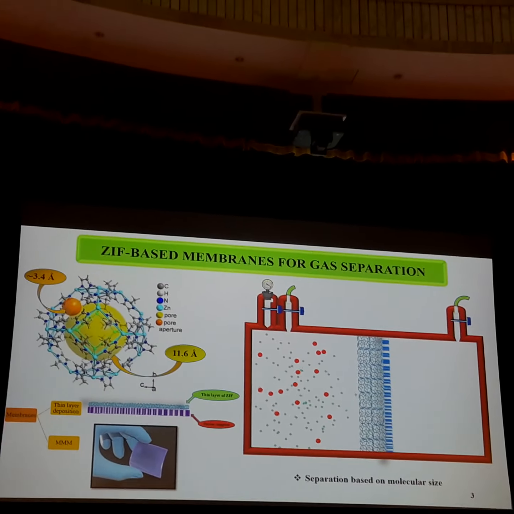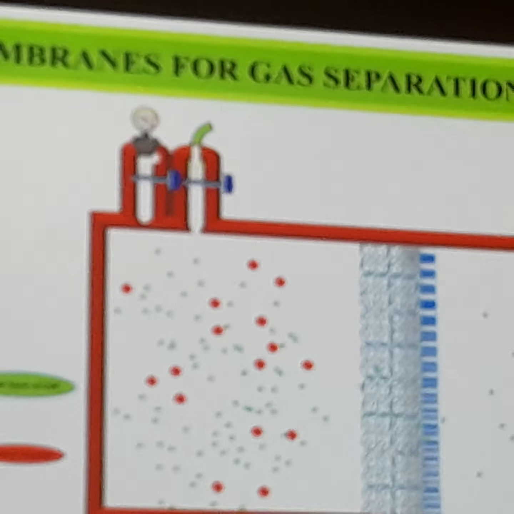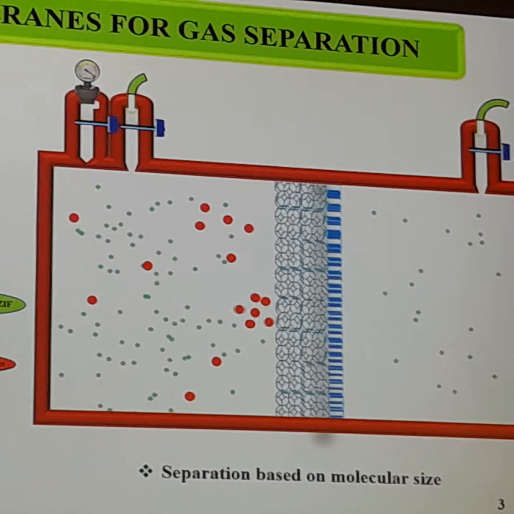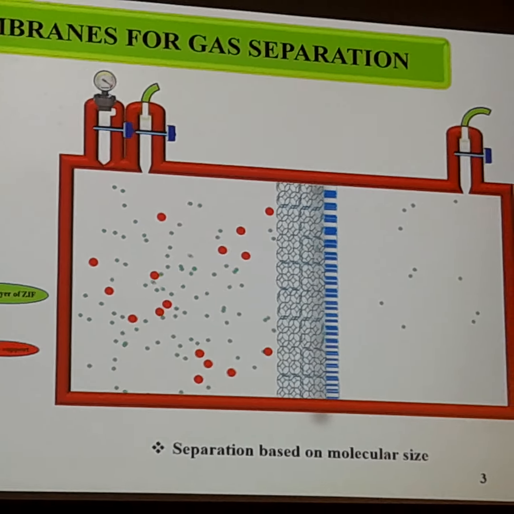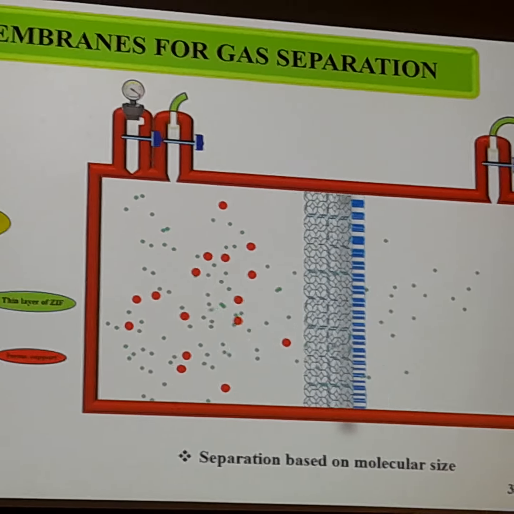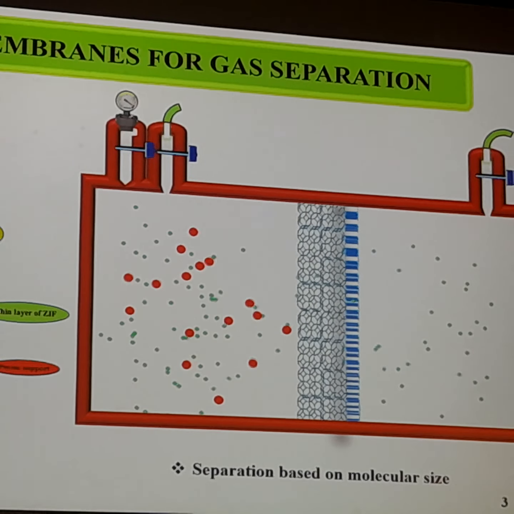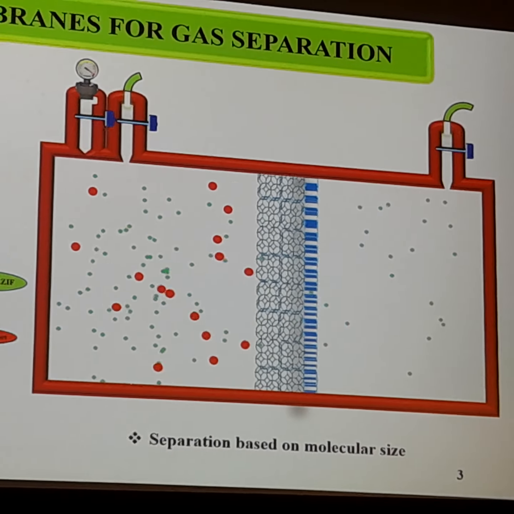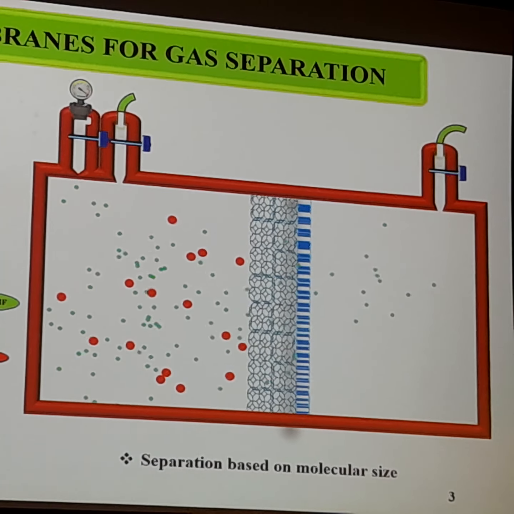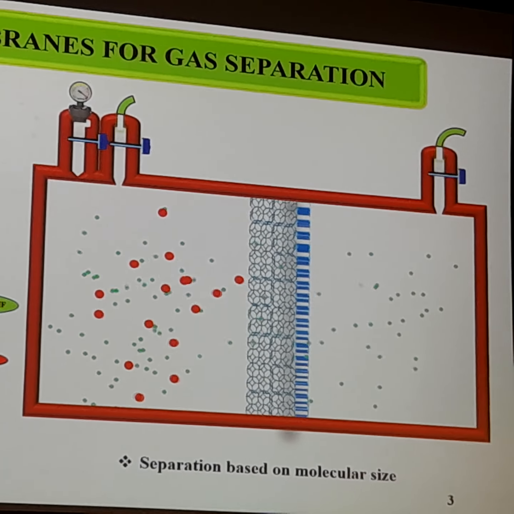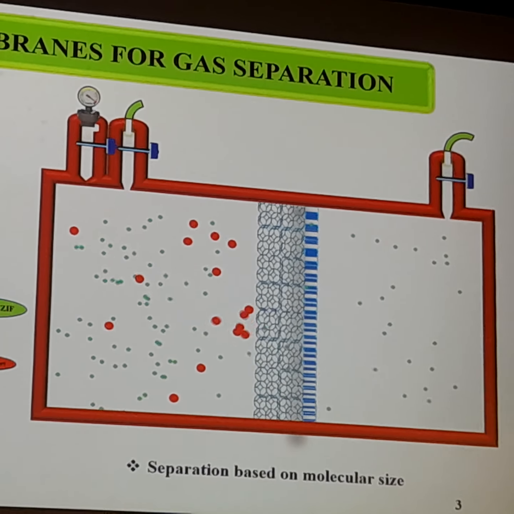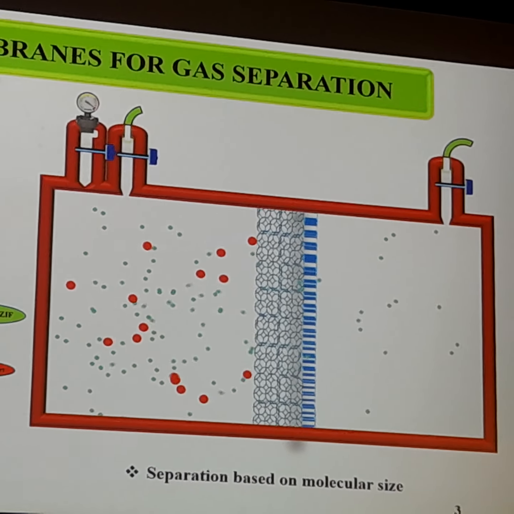It is like, if we have a mixture of gases with different molecular sizes, and one of the gases has a molecular size smaller than the pore aperture of this ZIF material, like 3.4 Angstrom, then only that particular gas will pass through. The bigger size gas molecules will not pass through the membrane. This is how the separation is happening. But this is in an ideal case.